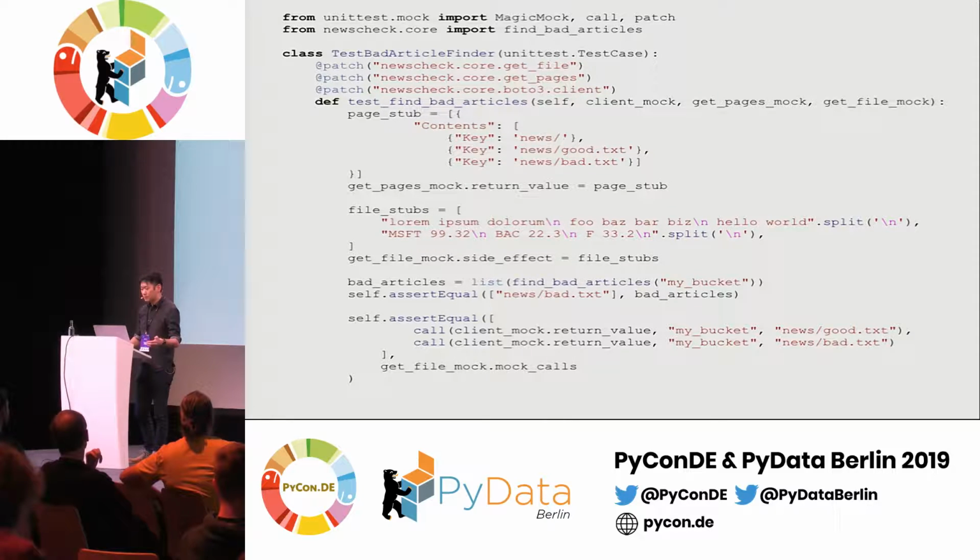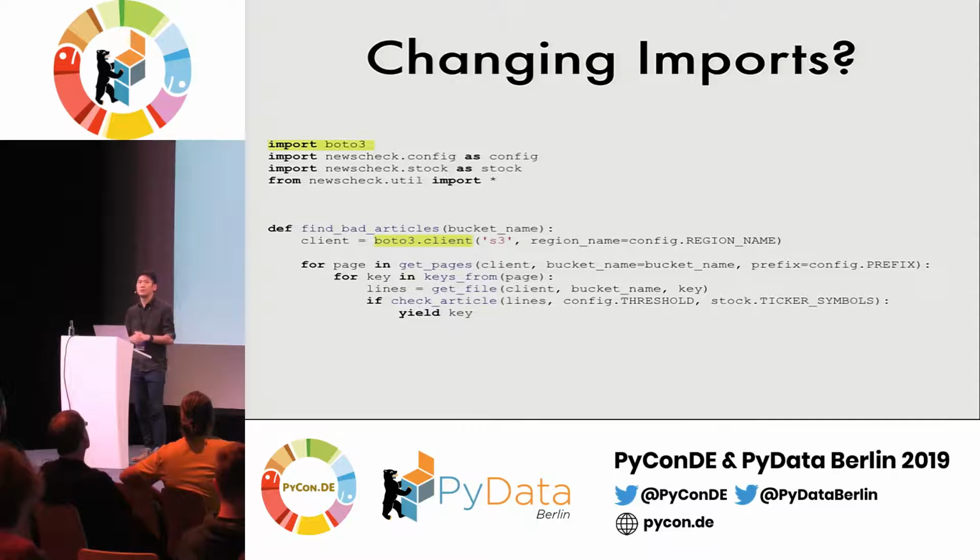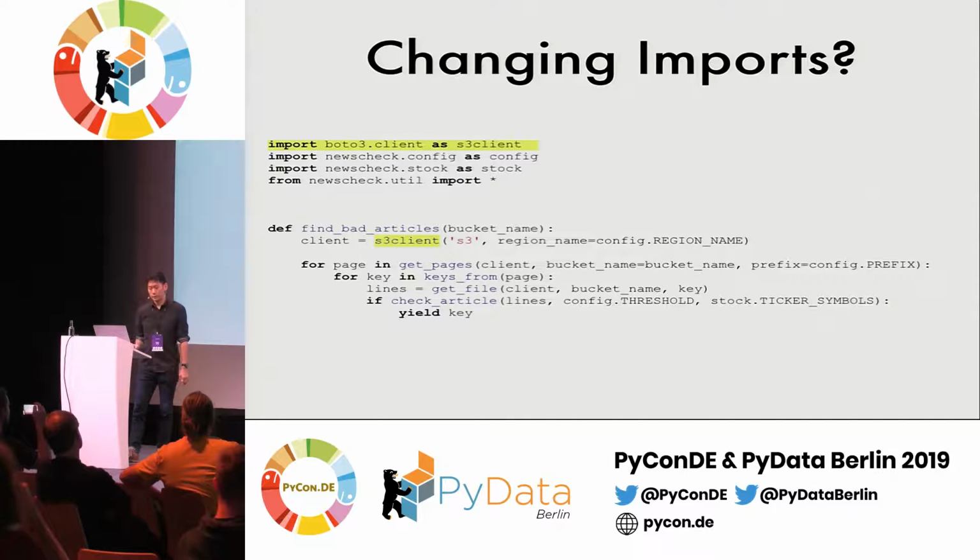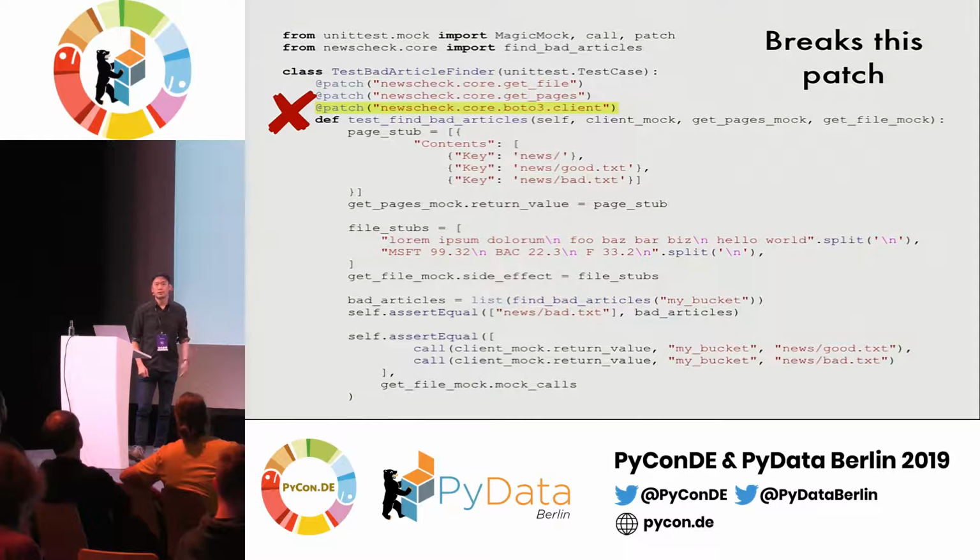So it's pretty straightforward, but even for something this small, there are some pitfalls here. If you look in the core module and find bad articles, if you do something as simple as change this import statement from boto3 to import boto3 client as S3 client, that will actually break your test.